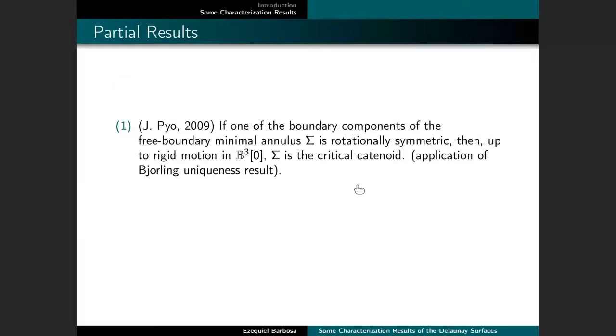Okay, so just to mention another result here, Pew proved actually if one of the boundary components of the free boundary minimum annulus is rotationally symmetric, a planar curve, for example, then up to rigid motion of the ball, sigma is the critical catenoid. This is an application of the Jorling uniqueness result.